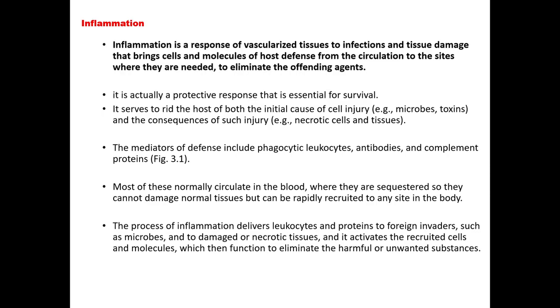The mediators of defense include phagocytic leukocytes, meaning the cells that are involved in inflammation, antibodies also, and complement proteins. All these are involved in the process of inflammation. Most of these normally circulate in the blood where they are sequestered, so they cannot damage the normal tissue, but can be rapidly recruited to any site in the body when they are needed.